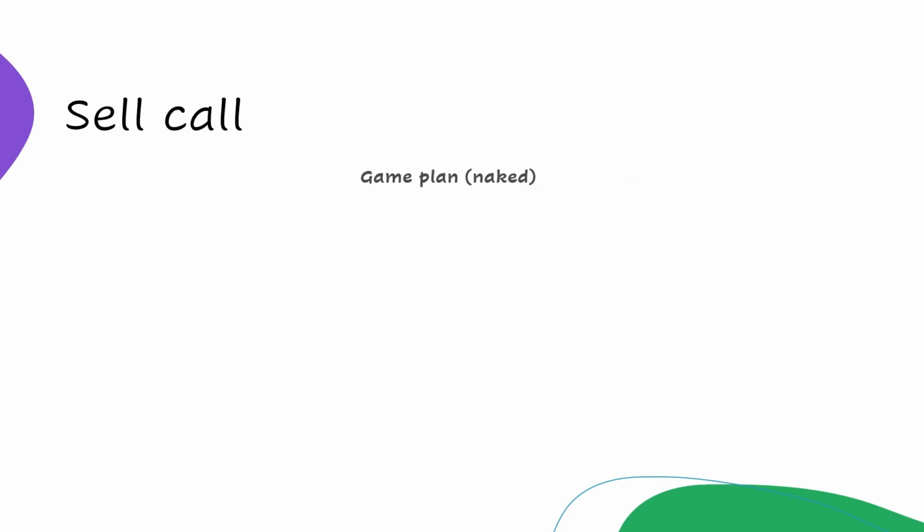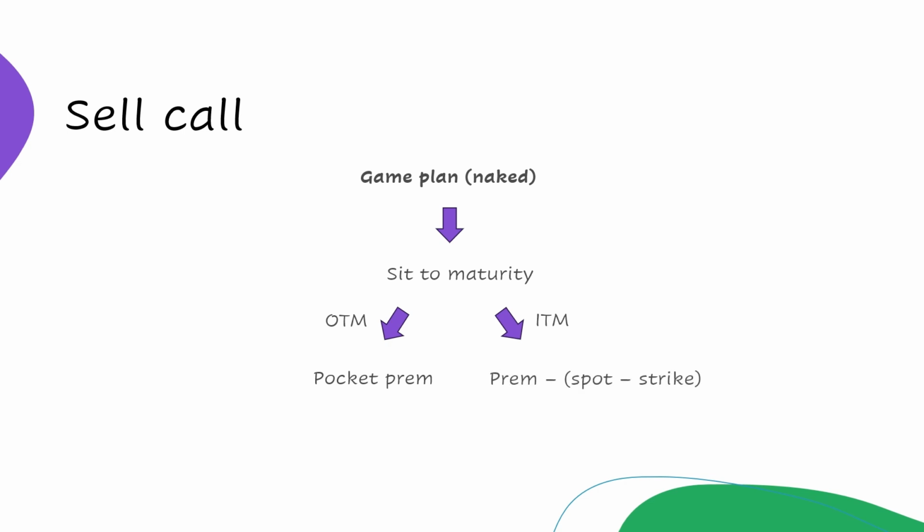The game plan of call sellers is relatively simple. Call sellers just need to sit with the option until maturity. If the call expires out of the money, the call sellers pocket the entire call premium received at inception. If the call expires in the money, then the profit and loss will be premium received minus payoff of call, which is spot minus strike.